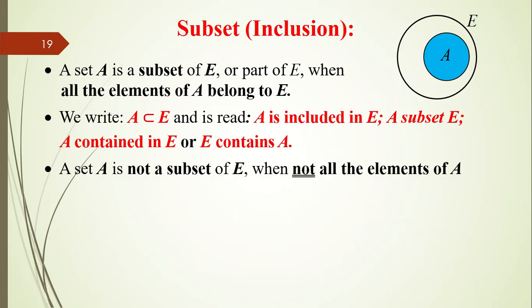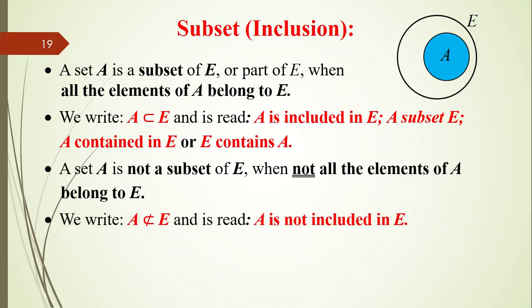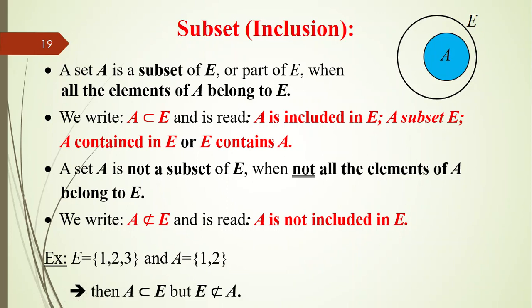A set A is not a subset of E when not all the elements of A belong to E. We write A is not included in E, and it is read A is not included in E. Okay? Example, E equals 1 to 3 and A equals 1, 2. Here all the elements of A belong to E. So we can say that the set A is included in E, okay? But E is not included in A.